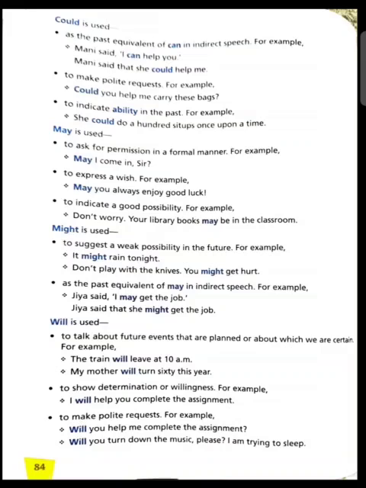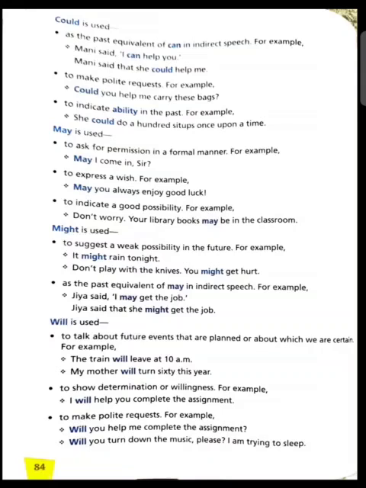Now moving ahead, let's understand about might. Children, might suggests a weak possibility in the future and is the past equivalent of may in indirect speech, as you can see in the examples given.